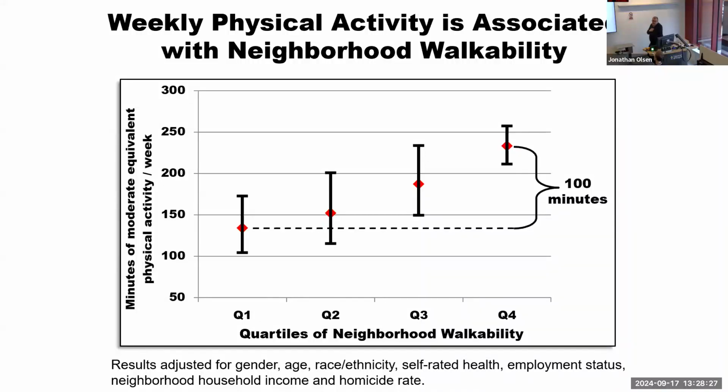And the difference between the lowest quartile and the highest quartile is 100 minutes of moderate to vigorous physical activity. So the CDC recommendation is 150 minutes, right? And we're accounting for a difference of 100 minutes just based on differences in walkability in New York City. This is like an insane effect size. This is a really huge effect size when you think about the world of physical activity research.